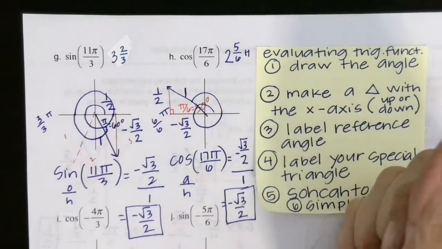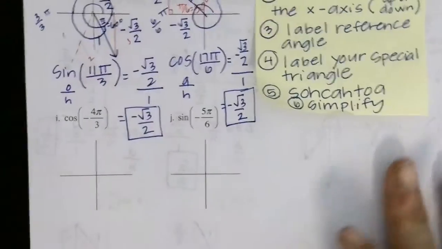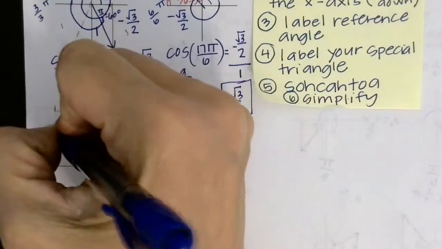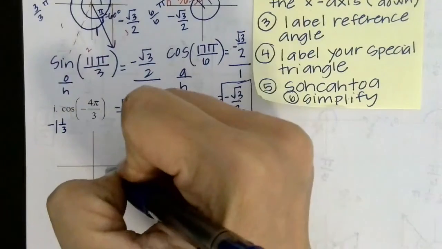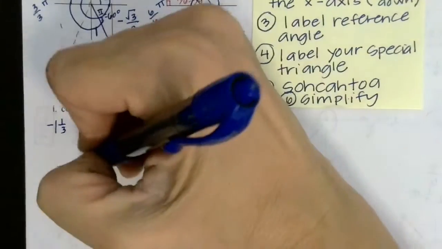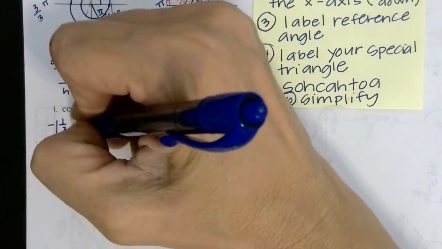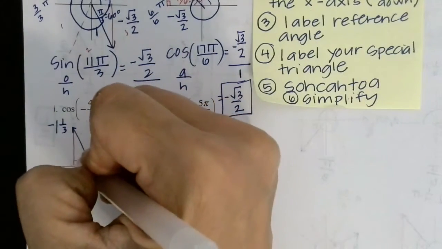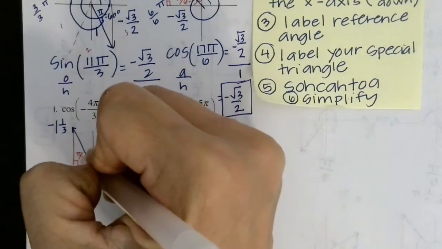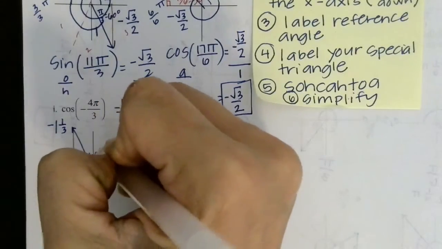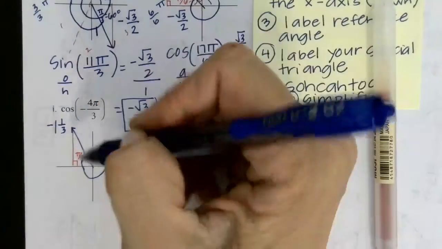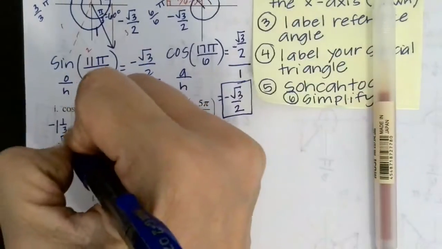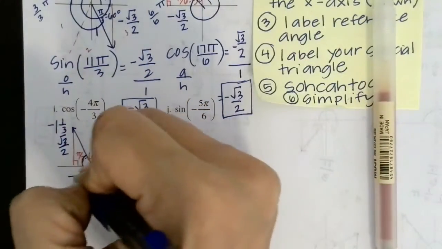Alright, now we got some negative angles. They're not going to fool us though. We have negative 4 pi over 3, so that's negative 1 and 1/3 of pi. So I go negative 1 and 1/3. So it's going to be right there. Have no fear, reference angles are always positive. So even though this was negative 4 pi over 3, the reference angle is still pi over 3, which is a 60-degree angle.